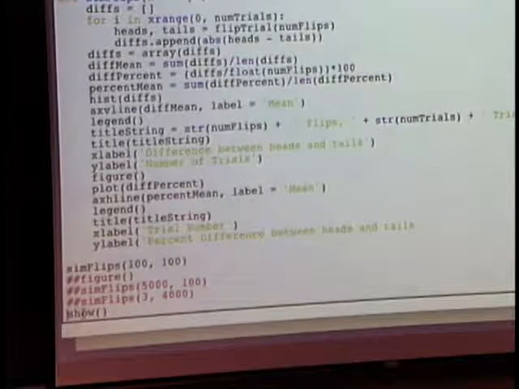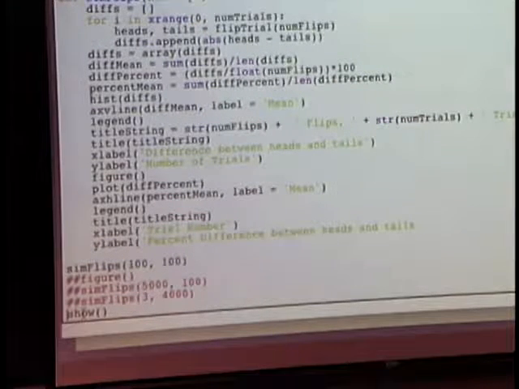We'll flip 100 coins, and we'll do 100 trials and see what we get.